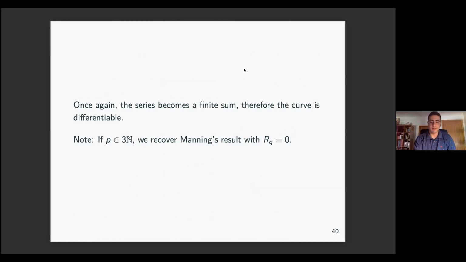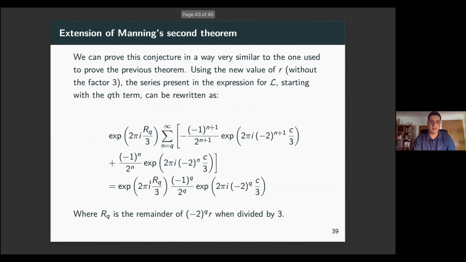And just a little side note, we can actually recover the previous result. If the numerator is a multiple of 3, then this R cubed will be 0, and it will disappear, and we recover the previous expression.